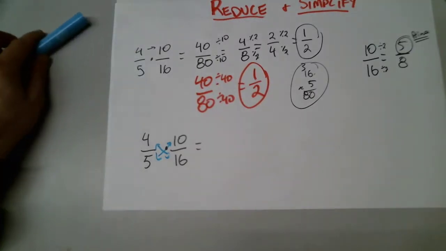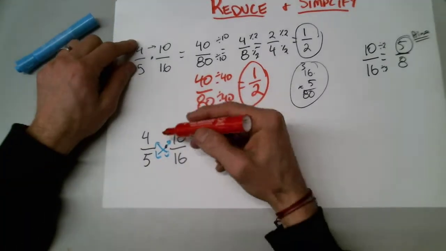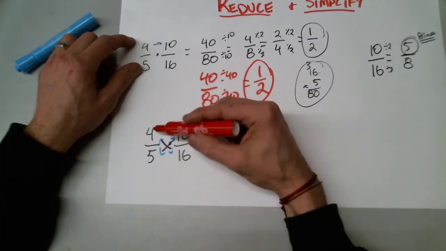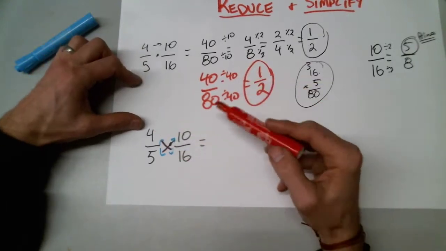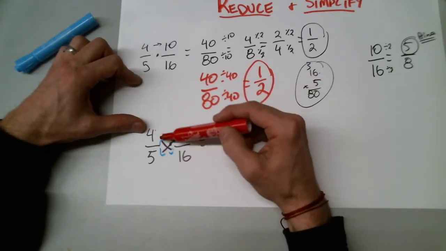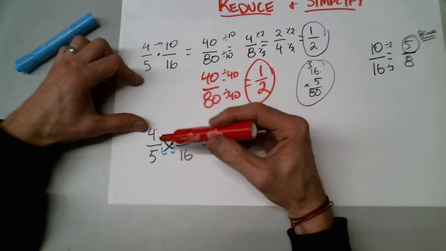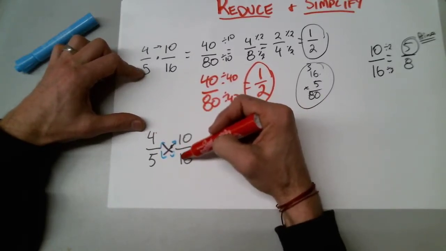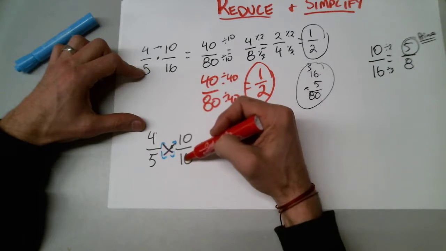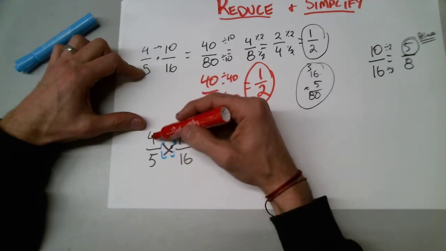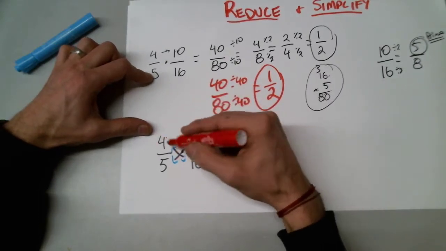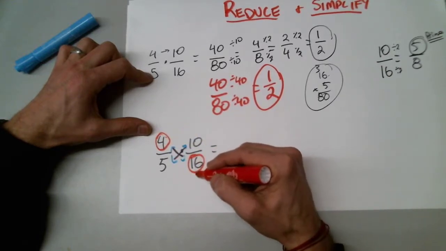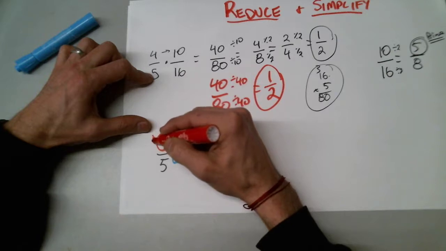So what we're going to look at here is, are there numbers across the multiplication sign that have common factors? So if we look at this one here, 4 and 16, see how we're going across? This is why it's called cross cancellation. So 4 and 16, well, 4 goes into 16 4 times. How many times does 4 go into 4? So what we're doing is we're dividing each of these numbers by 4.